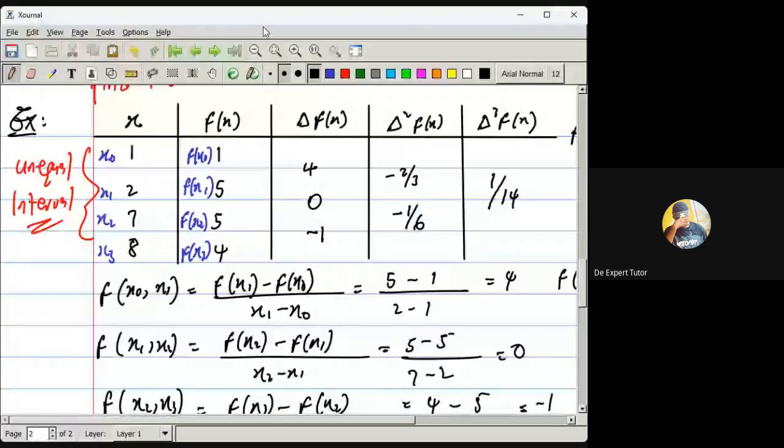Our next class, don't forget, we'll be doing finite difference calculus. We have just a few more classes to go, inshallah. So we'll meet in our next class. I will send the recording.